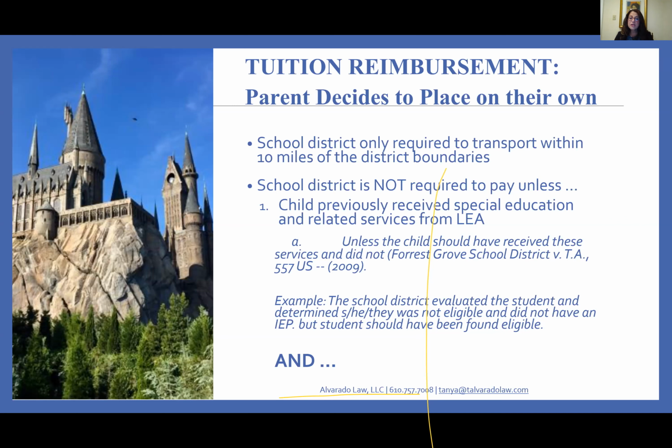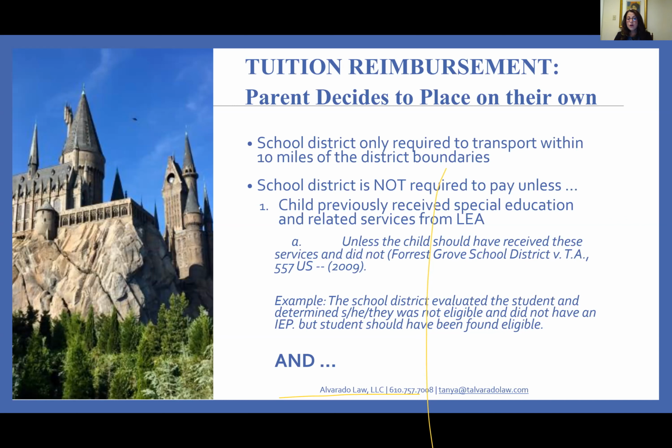So, one of the questions is, what if my child doesn't have an IEP? What if the disagreement was, I think my child needs special education. The district says, we evaluated your child. We don't think your child does. That parent can still get tuition reimbursement from their school.